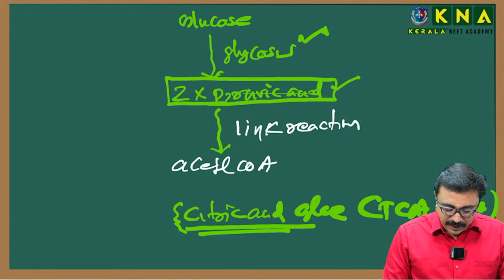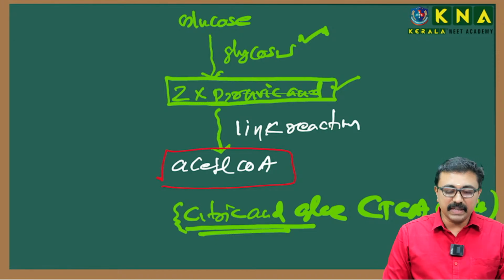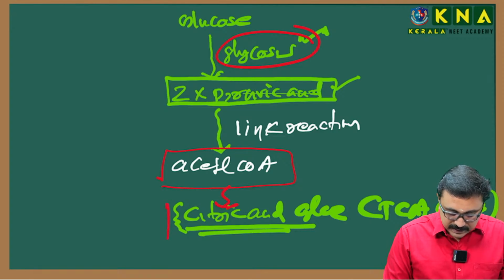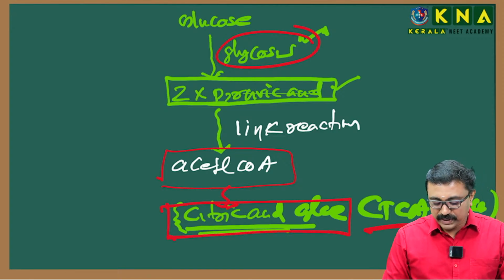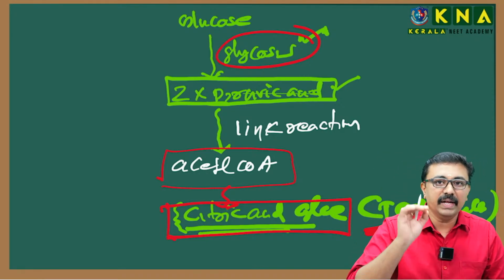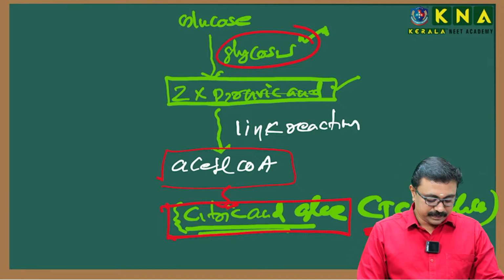So acetyl coenzyme A is the substrate that connects glycolysis with the citric acid cycle, or TCA cycle, which is also known as Krebs cycle, because it was discovered by Hans Krebs. Okay.